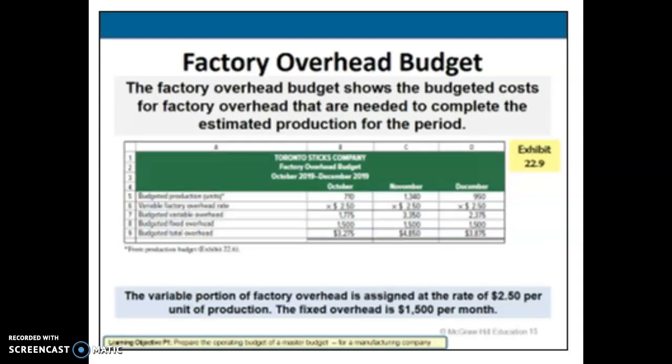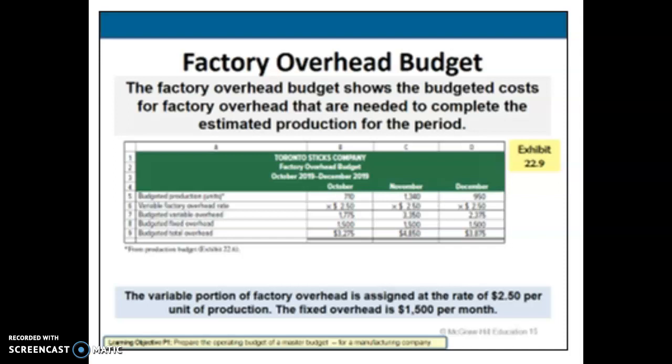All right, next we're going to look at the factory overhead budget. It's going to show the budgeted cost for factory overhead that we need to complete the estimated production for the period. Toronto Sticks Company's factory overhead budget is up here, and they have separate variable and fixed overhead costs in their overhead budget, like most companies do. The variable portion of factory overhead uses the predetermined overhead rate of $2.50 per unit of production, and their fixed overhead is going to stay constant at $1,500 per month.